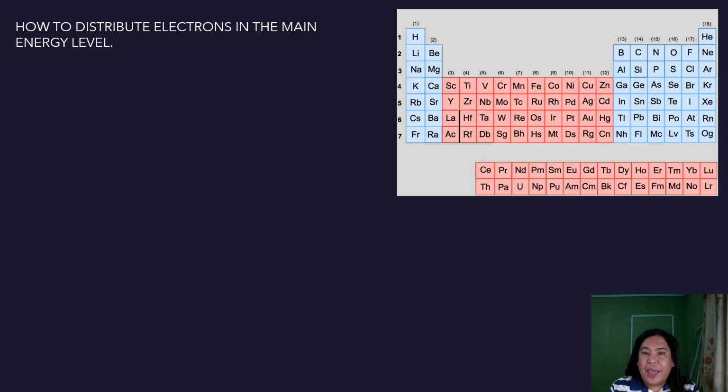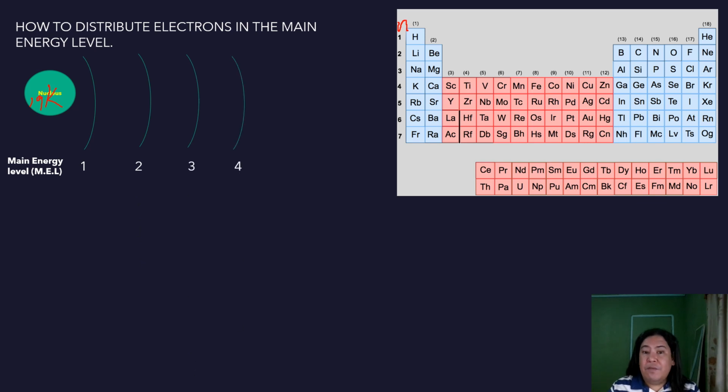So these are our N, ito yung N natin. Ito yung main energy level natin. Paano natin i-distribute yung merong atomic orbital representation? Okay, so if we have the nucleus of the atom, let's say this is the nucleus of potassium with atomic number 19. Okay, so meron tayong tinatawag na main energy level. So main energy level 1, main energy level 2, 3, and then 4.